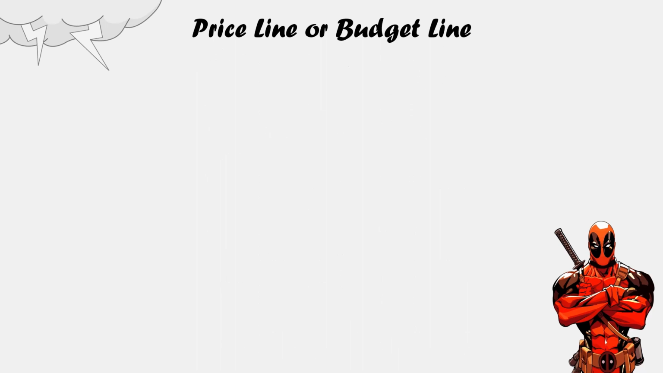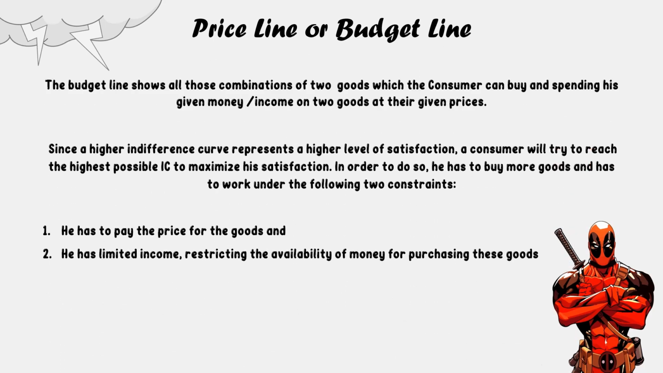So now, it's price line or budget line. The budget line shows all those combinations of two goods which the consumer can buy by spending his given money or income on two goods at their given prices. Since a higher indifference curve represents a higher level of satisfaction, a consumer will try to reach the highest possible indifference curve to maximize his satisfaction.